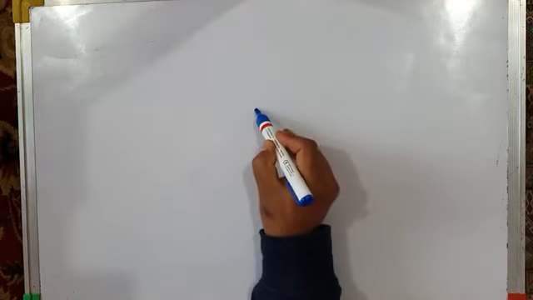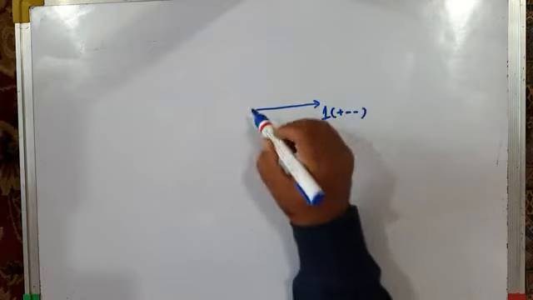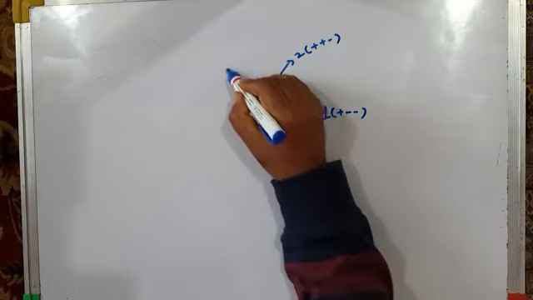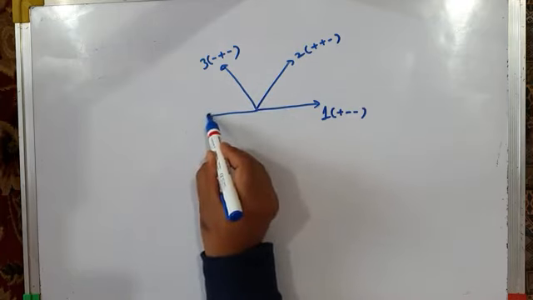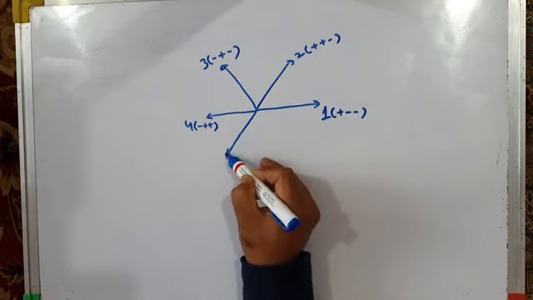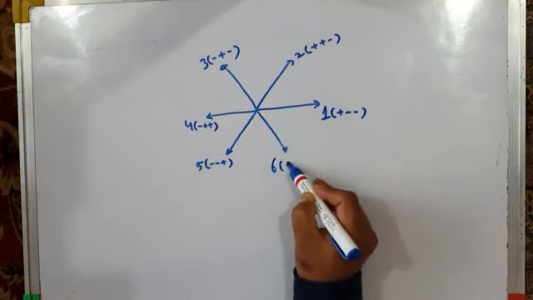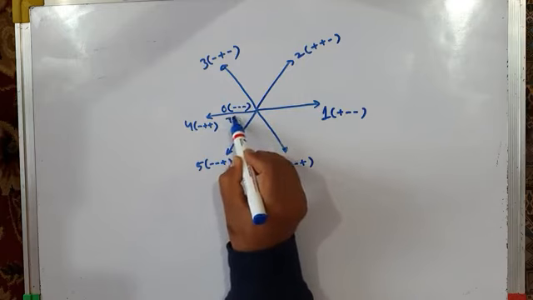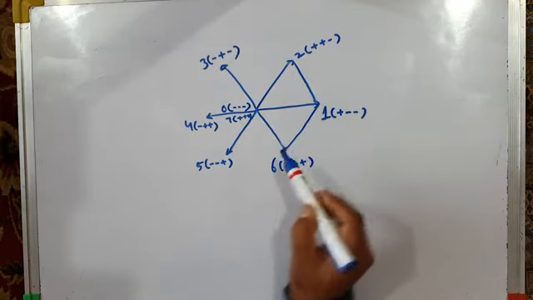For that purpose, if I draw the space vector diagram, for example, this is my active vector 1 with switching sequence plus minus minus. This is active vector 2 with switching sequence plus plus minus. This is active vector 3 with switching sequence minus plus minus. Then this is active vector 4 with switching sequence minus plus plus. Active vector 5 with switching sequence minus minus plus, and active vector 6 with switching sequence plus minus plus, and then we have two null vectors, 0 with switching sequence minus minus minus, and 7 with switching sequence plus plus plus. When we join the tips of these active vectors, it gives us a regular hexagon.